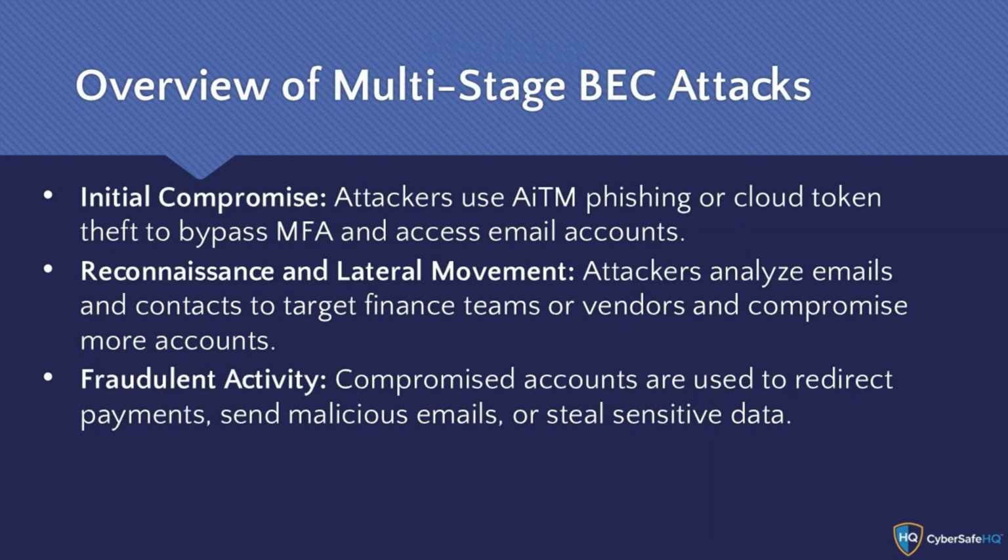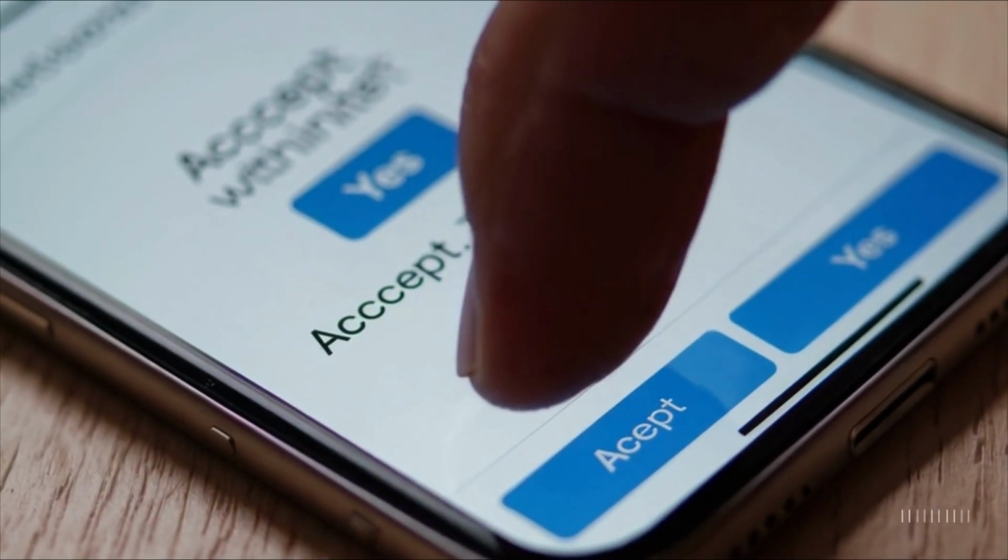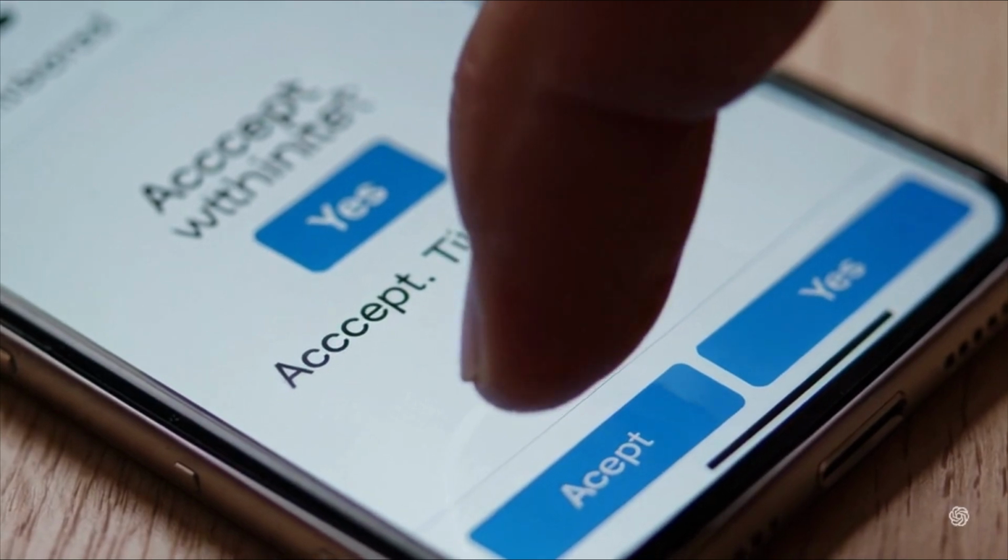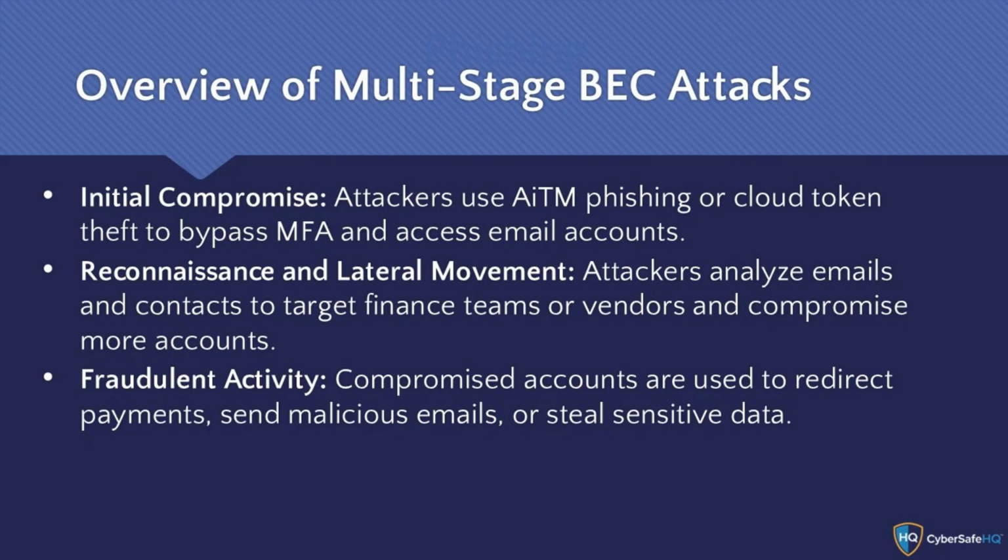Key characteristics of multi-stage BEC attacks. 1. Initial compromise. Attackers typically use adversary in the middle, AiTM, phishing, or token theft to steal credentials or authentication tokens. This enables unauthorized access to email accounts even when multi-factor authentication, MFA, is enabled.